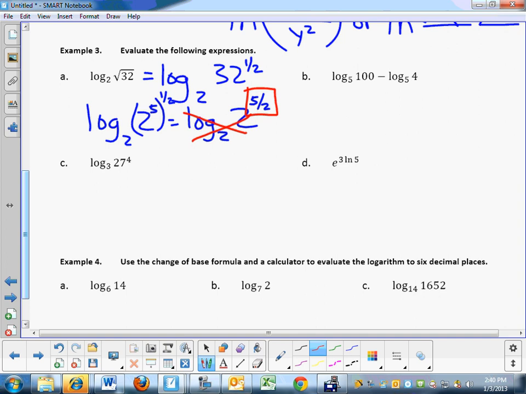If you were to actually evaluate this on your calculator, you would get 5 halves. Sometimes you need to simplify using other laws before you do it. Instead of doing subtraction, what can I do? Log base 5 of 100 divided by 4. What's 100 divided by 4? 25. Would you agree that 25 is 5 squared? What cancels off? Leaves you with just 2. 2 is the answer.